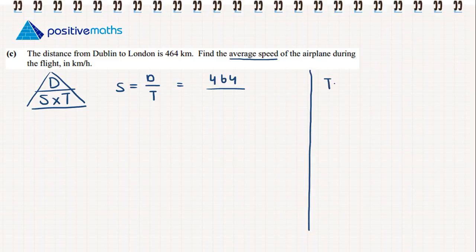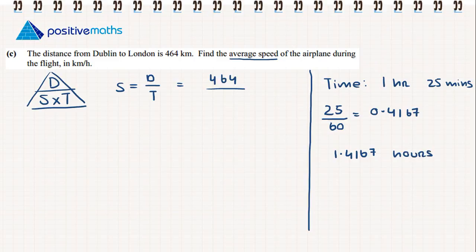So in part A, the flight took 1 hour and 25 minutes. In order to use time to find the speed, we need to have the time in decimal form instead of in hours and minutes. So if we divide our 25 minutes by 60, we will find that 25 minutes is 0.4167. So 1 hour and 25 minutes is 1.4167 hours. So that's what we use when we're finding the speed. So 464 divided by 1.4167 is going to give us 327.522 kilometers per hour.